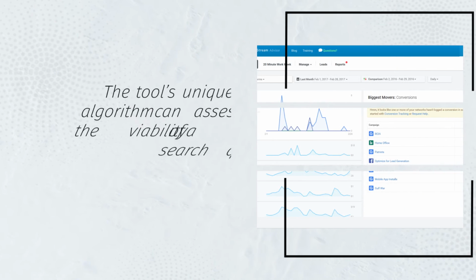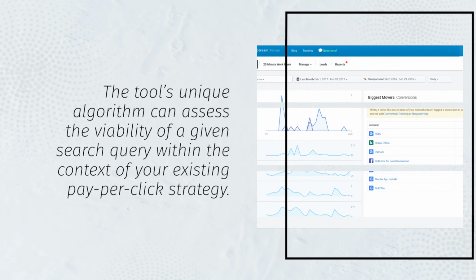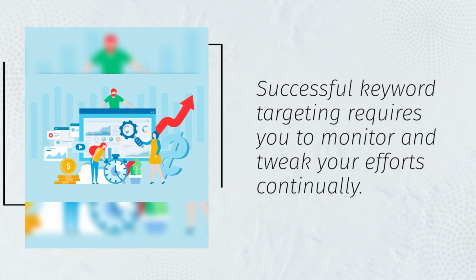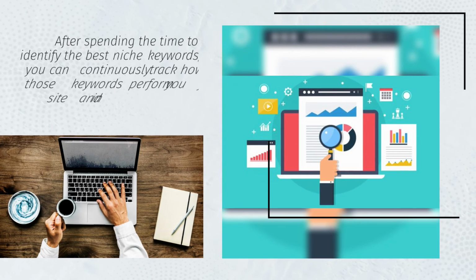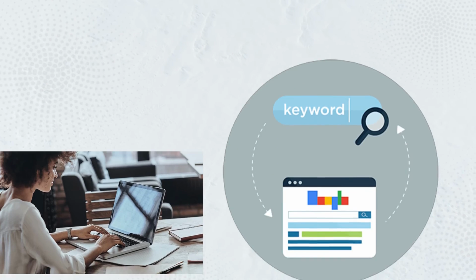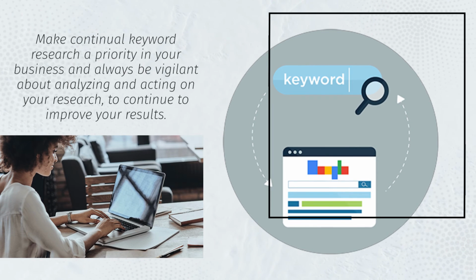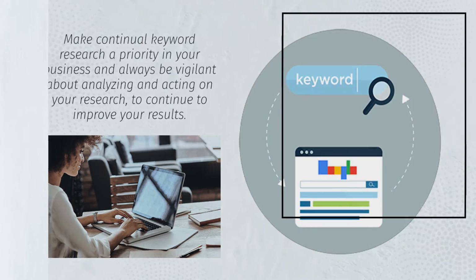The tool's unique algorithm can assess the viability of a given search query within the context of your existing pay-per-click strategy. Successful keyword targeting requires you to monitor and tweak your efforts continually. After spending the time to identify the best niche keywords, you can continuously track how those keywords perform on your site and in agreement with your specific business goals. Make continual keyword research a priority in your business and always be vigilant about analyzing and acting on your research, to continue to improve your results.